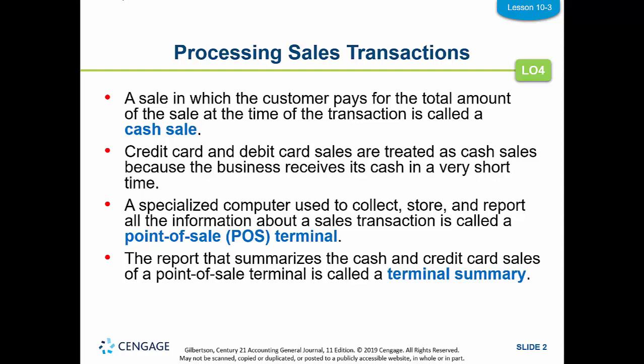So the next bullet there is very important for you to realize. It says credit card and debit card sales are treated as cash sales because the business receives its cash in a very short time. So if I were to do that same transaction, but instead of giving them $2.50 in cash, I pull out my debit card and I swipe it, when do they get that money? Any idea? Paige, do you know? Yep. How often does Square send money?